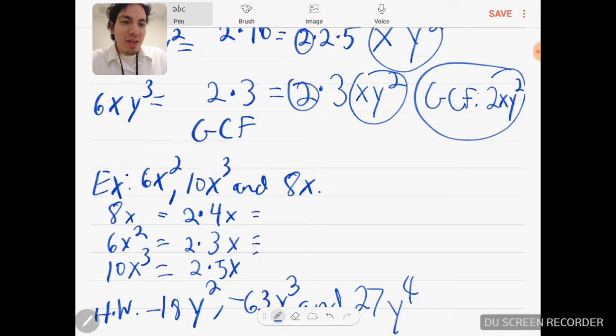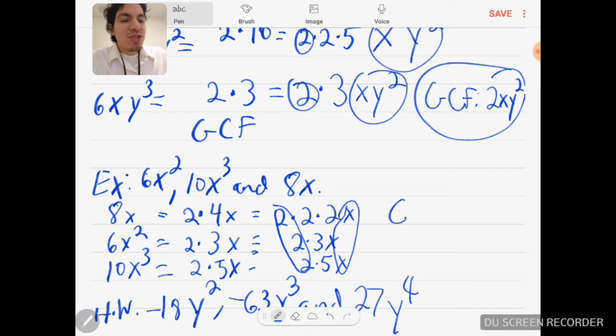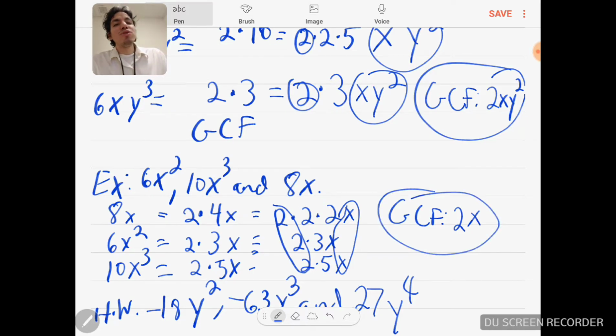Can I break down the top one further? Yes, I can. So it would be 2 times 2 times 2x, 2 times 3x, and 2 times 5x. So I've circled all the numbers here, and I circle all the variables. So the GCF, the greatest common factor, would be 2x. That's the most you can factor out in all the terms, okay?